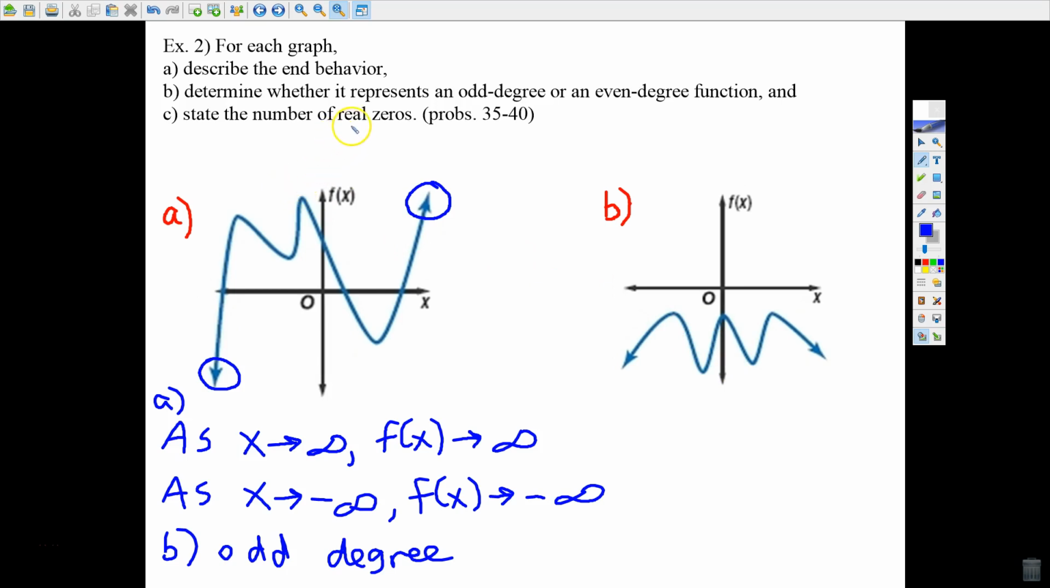And then the number of real zeros, that means how many x-intercepts do we have? Obviously we can't tell exactly where they are, we just need to say how many. So my answer for part A would be 3. My answer for example B would be there are no real zeros. This has no x-intercepts. Okay, so any questions? I know I kind of flew through that.